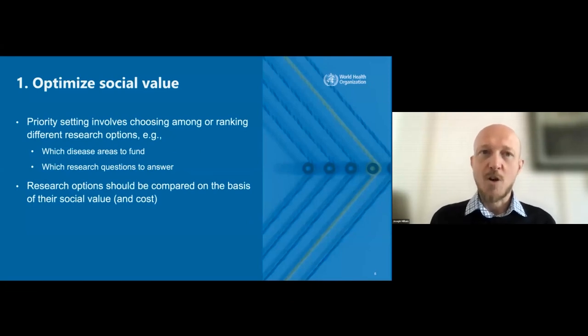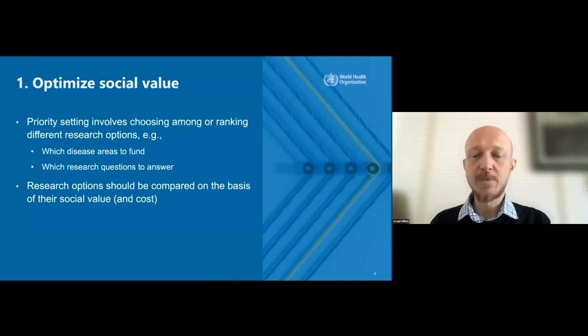Now, when we're engaged in research priority setting, what we're doing is ultimately choosing among or ranking different research options. So we might be, for example, engaged in an exercise where we look at different possible disease areas that could be funded and prioritize among those. Or, much more specifically, we might be generating a list of uncertainties or potential research questions within some area, and then prioritizing among those research questions which to answer.